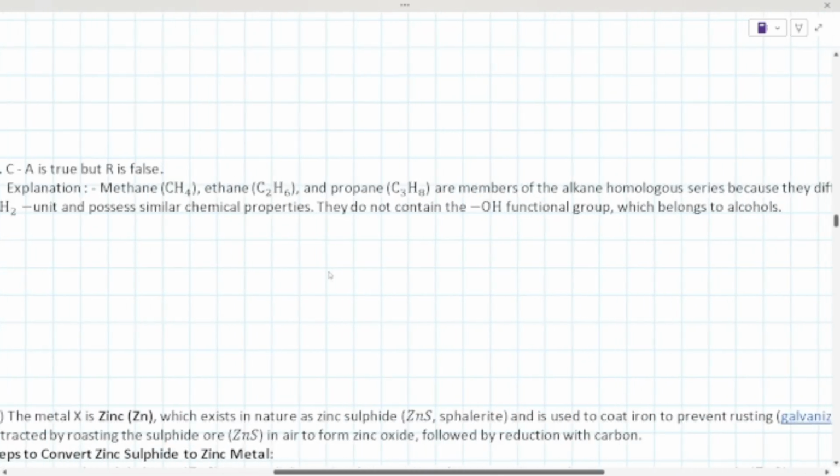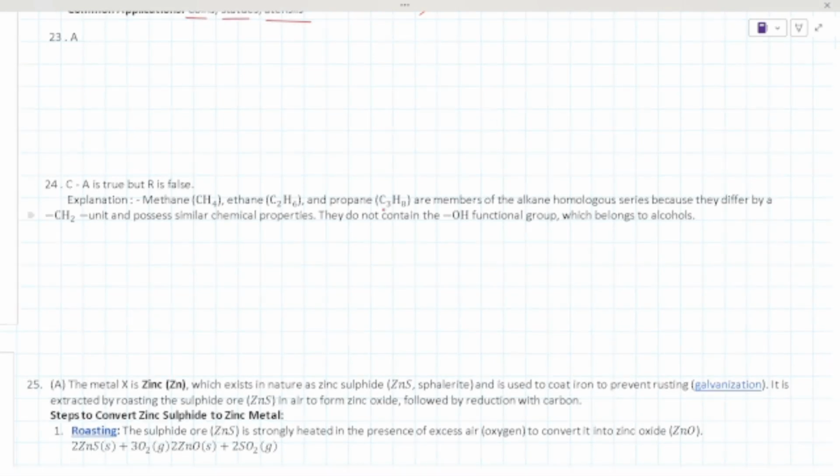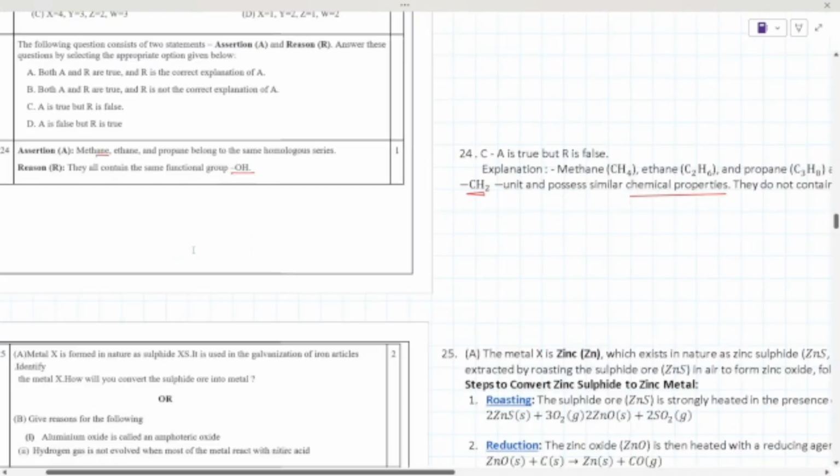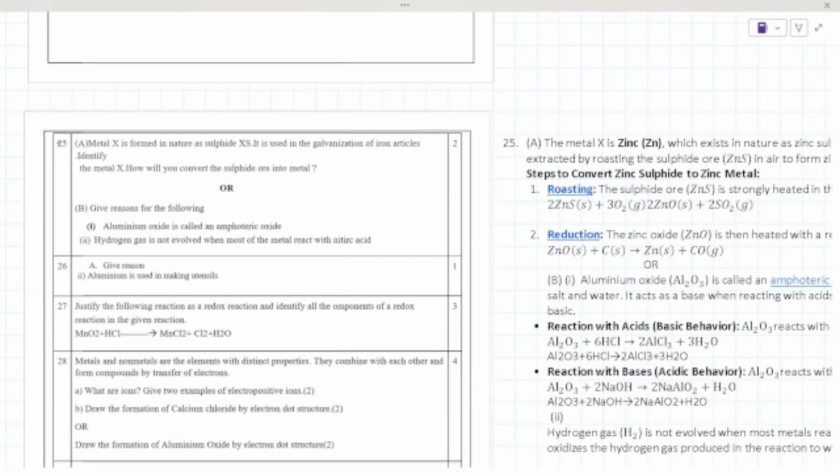So here is the explanation. Ethane and propane are members of the alkane series because they differ by a CH2 unit and have similar chemical properties. They do not contain the OH functional group, which belongs to alcohol. Is it clear? Clear or any doubt? No doubt. Now let's see the next question.